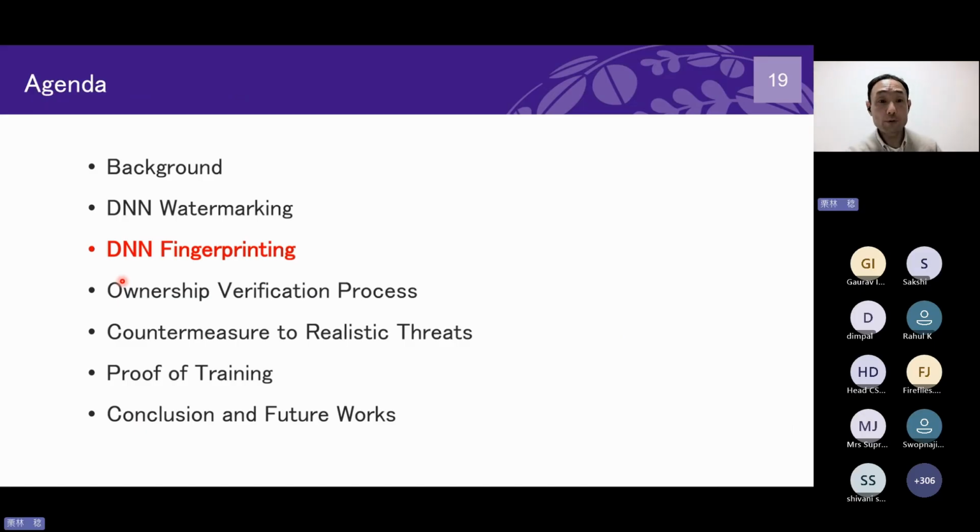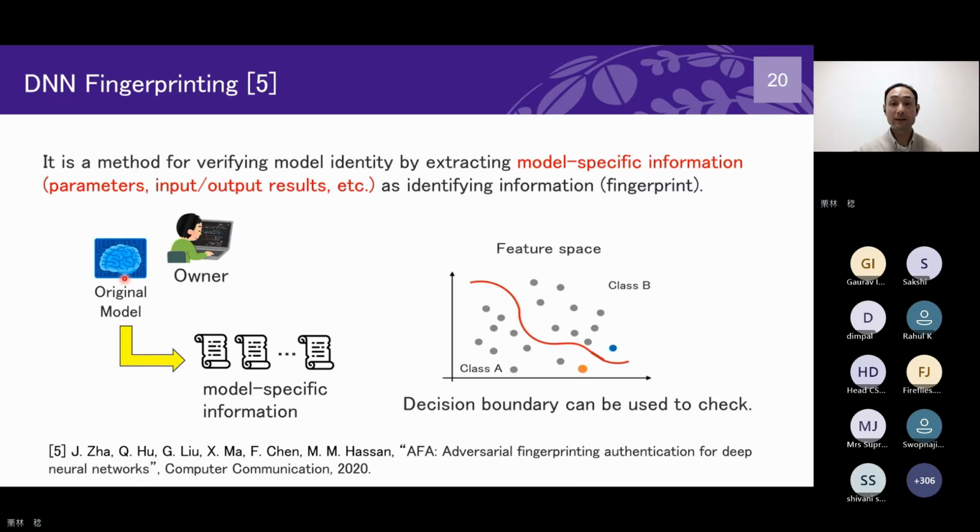Okay, now we move to the second technique, DNA fingerprinting. In this technique, it tries to verify the model identity by extracting the model-specific information. So the owner does not embed the watermark into the model. Instead, it tries to extract model-specific information. One example is the decision boundary of the image classifier.